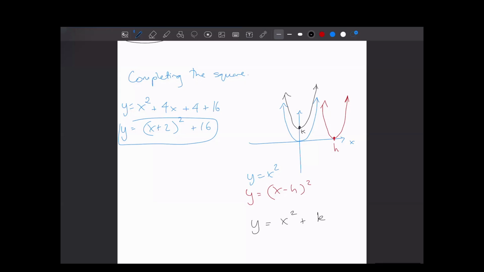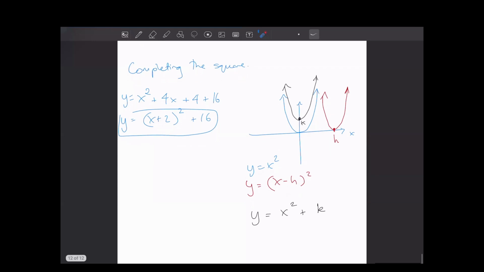And so what we see is when we have x minus h, this shifts our parabola left and right, depending on if it's plus h or minus h. If you have plus k at the end, this shifts your parabola up and down. Can you see that? And that's why this form is actually really nice to have.